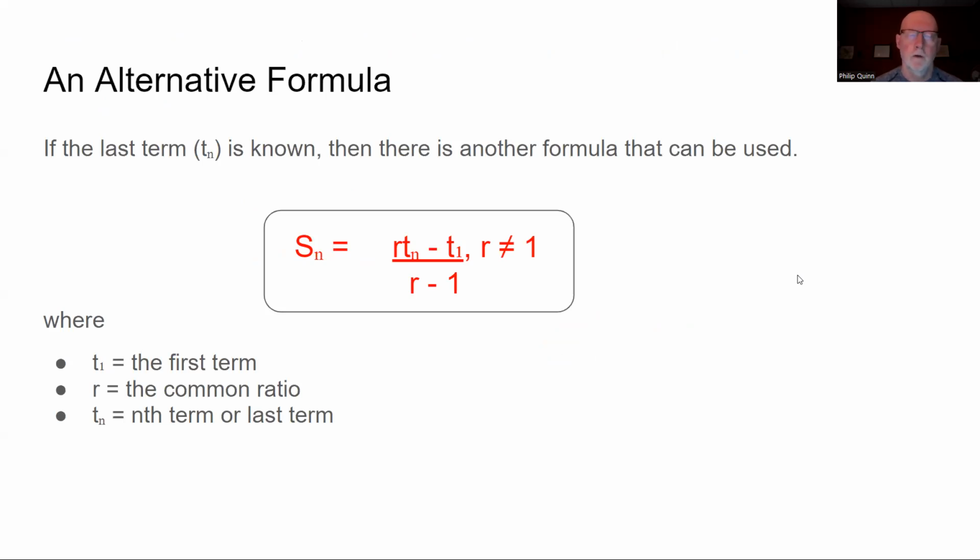We do have an alternative formula that we'll use sometimes. It's kind of handy. If the last term, or Tn, is known, we've got this other formula we can use that would still give us the sum of n terms. So T1 is still the first term, r is the common ratio, and Tn is the nth term or the last term.